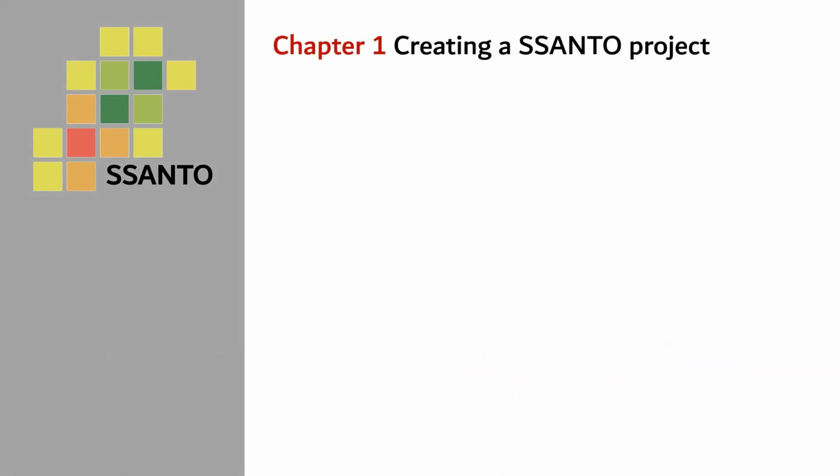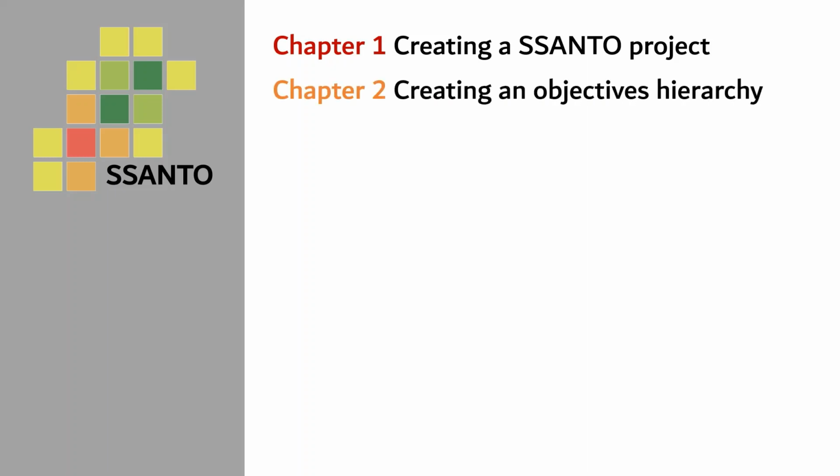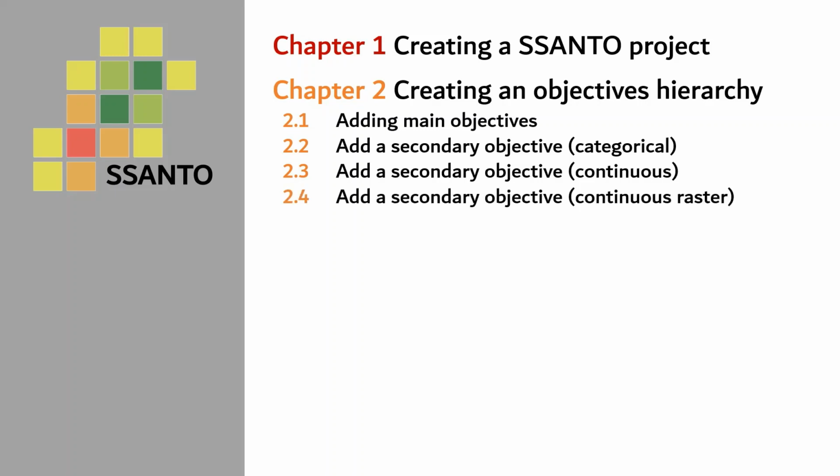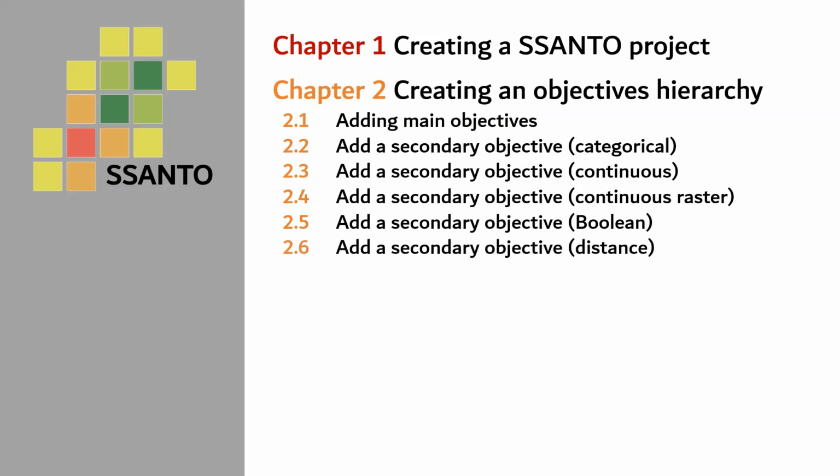The first chapter is on creating a SSANTO project. The second chapter is on creating an objectives hierarchy. The first subchapter of chapter 2 is adding the main objectives of your hierarchy. Then adding a secondary objective, in this case of the categorical type. Adding a secondary objective of the continuous type. Adding a secondary objective of the continuous type but using raster data rather than vector data that was used for the preceding objectives. Adding a secondary objective of the Boolean type. And finally adding a secondary objective of the distance type.